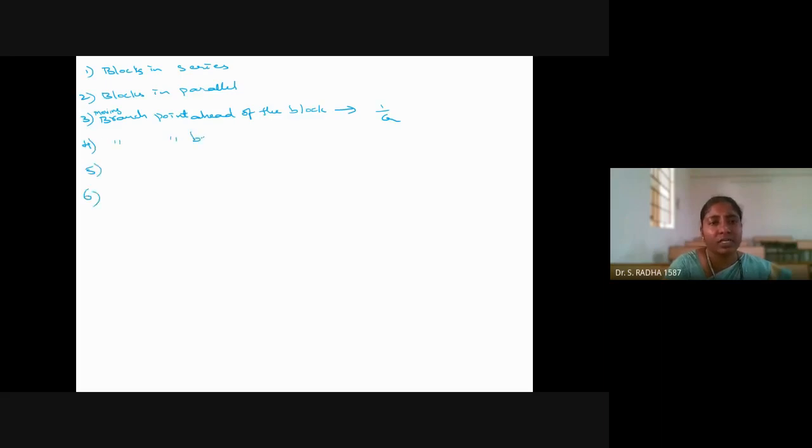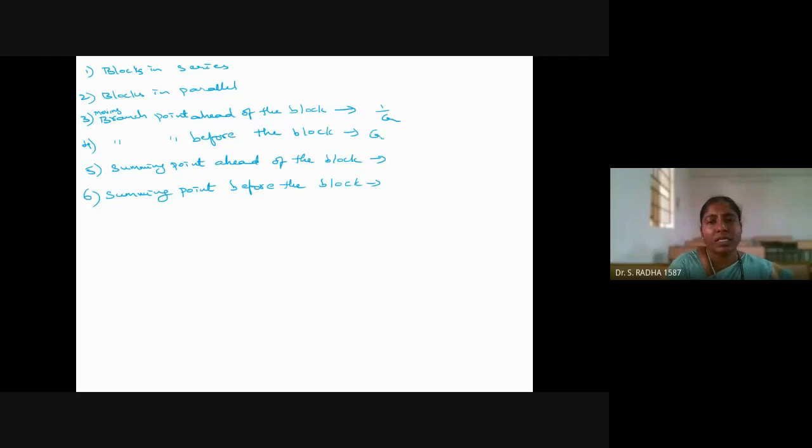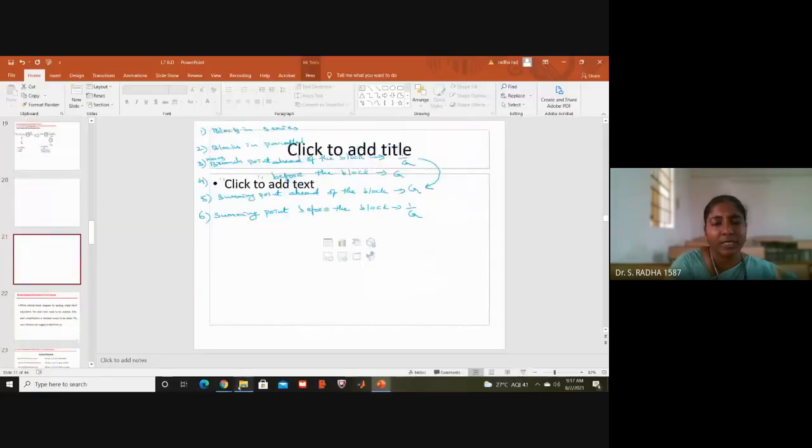Moving branch point before the block. And then moving summing point ahead of the block. And moving summing point before the block. Okay. Yes, here it is G and ahead means here it is G. This should be opposite for summing point and branch point. Here it should be 1 by G. Okay. So like this, if you remember, 6 rules I have completed. Let me check, somebody is waiting.